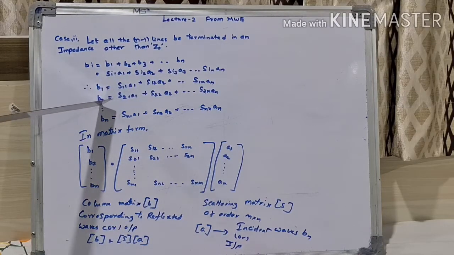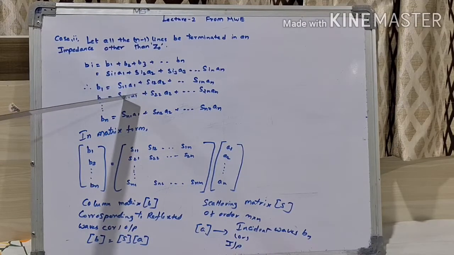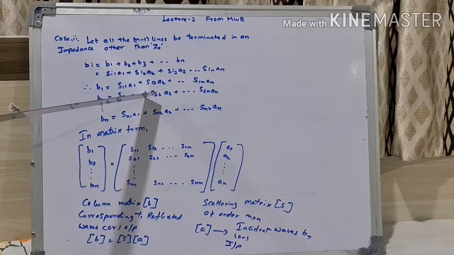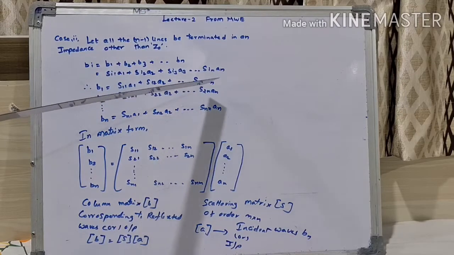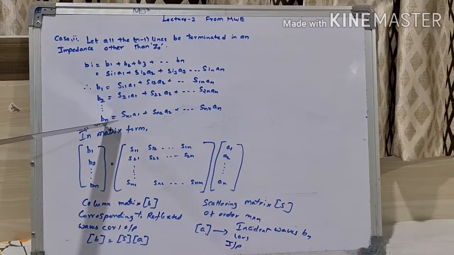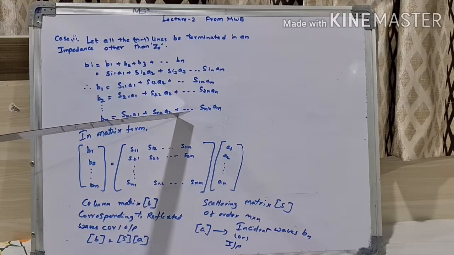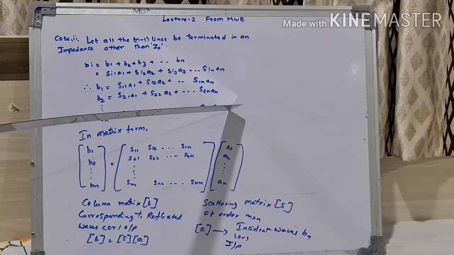Likewise, B2, the output power at port 2, is S21 into A1 plus S22 into A2 plus S2n into An. So on for n lines. The output power of the nth line is written as Sn1 into A1 plus Sn2 into A2 plus Snn into An.